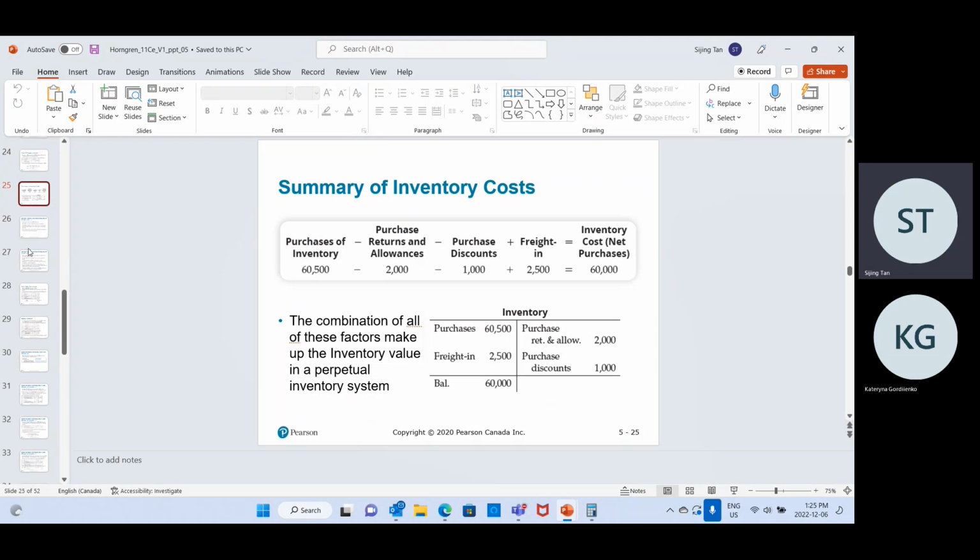Now, a summary of inventory costs. The inventory cost is the purchase of inventory, less the purchase returns and allowances, less the purchase discounts, plus the freight in, which equals the total inventory cost of $60,000. You should see this T account in your textbook, which has a detailed analysis of where these numbers come from.